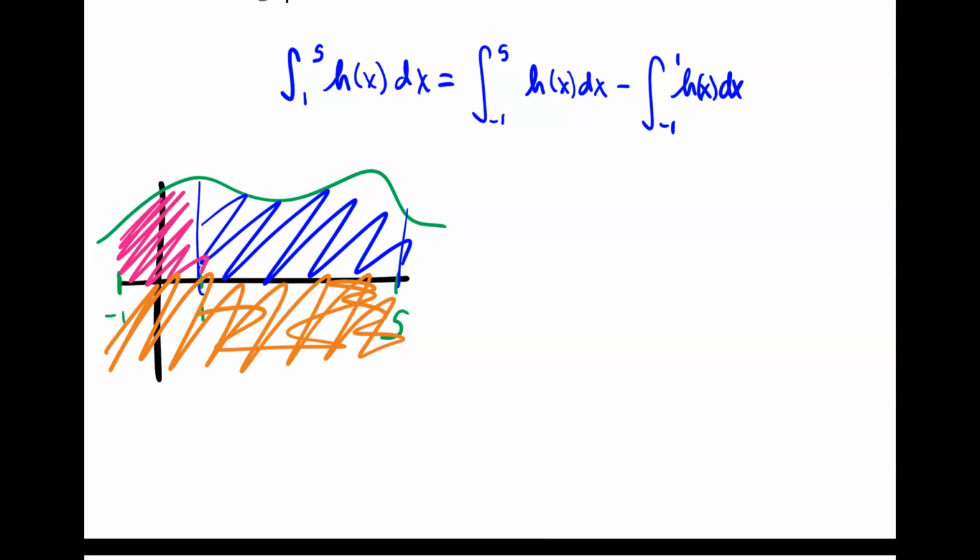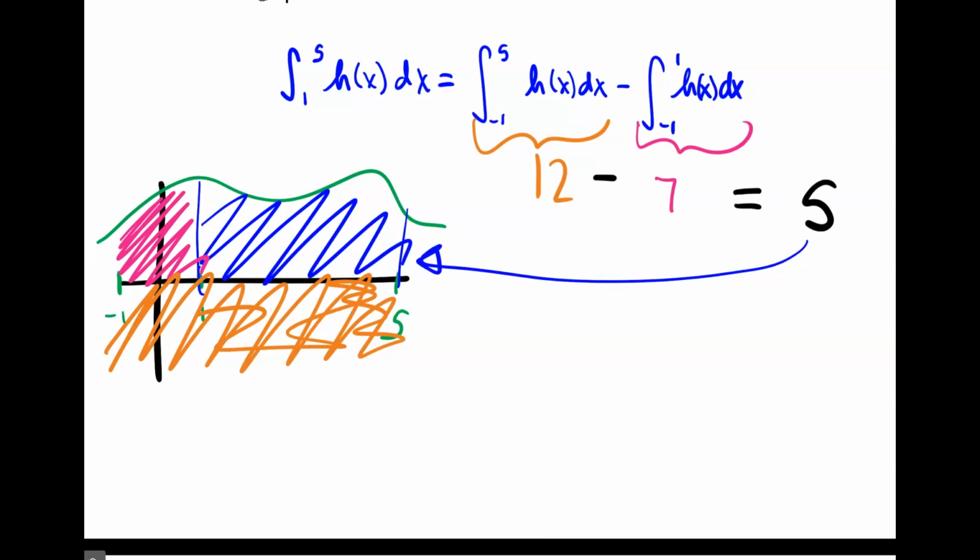Okay, so you know the integral from negative 1 to 5. Right, the whole thing is going to be 12. And then you know the integral from negative 1 to 1. Right, this is just listed up above. This is 7, and then I'm subtracting them. So 12 minus 7 is 5. The total area of the blue portion is 5.